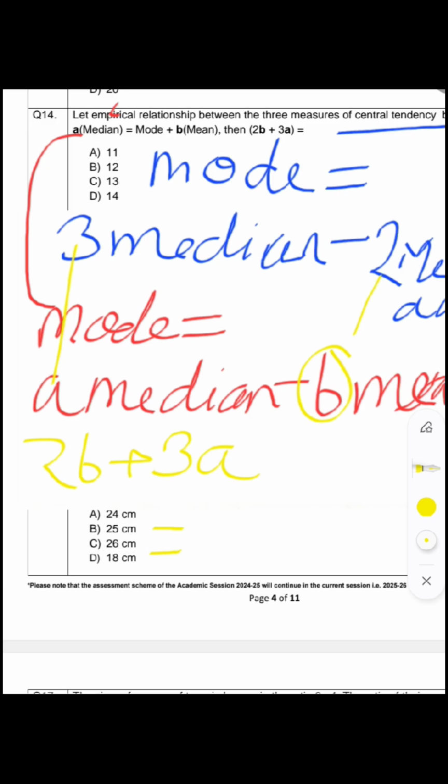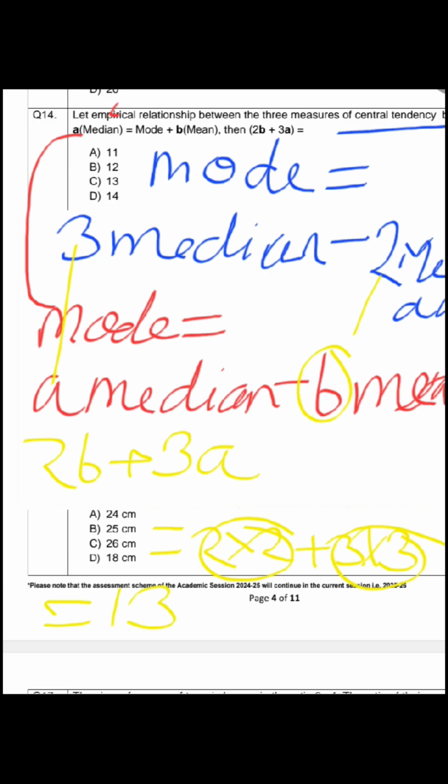You see, what is the value of b? 2. So multiply 2 plus 3, what is the value of a? 3. Multiply with 3. So this is your 9 and this is your 4. So 9 plus 4 how much? It is your 13. So right answer is your 13 here. Option number C is right answer. I hope you have understood this question in a very nice way.